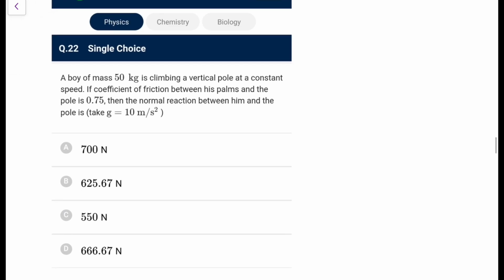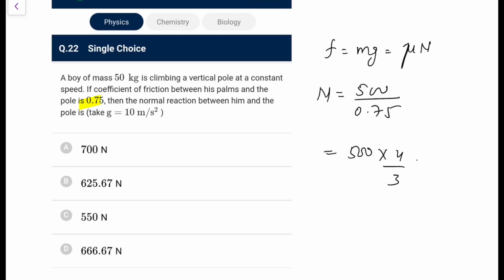A boy of mass 50 kg is climbing a vertical pole at a constant speed. If the coefficient of friction between his palms and the pole is 0.75, then the normal reaction between him and the pole is. So what we can do here, we can say that friction is equal to mg, that is equal to mu times N. So this normal reaction would be mg, which is 500, divided by mu, which is 0.75. So it is 500 upon 0.75, or you can write it as 500 into 4 by 3, which would be 666.67 newtons. In this case, go for option D.